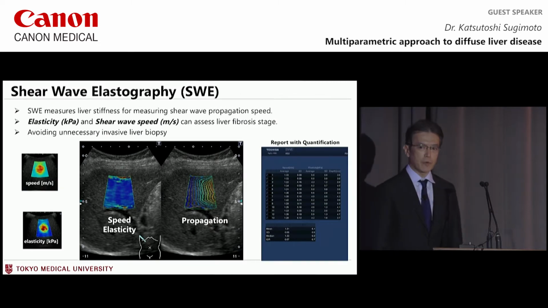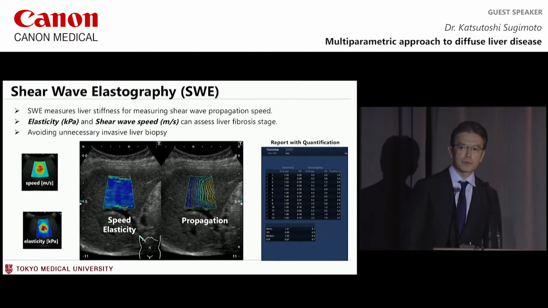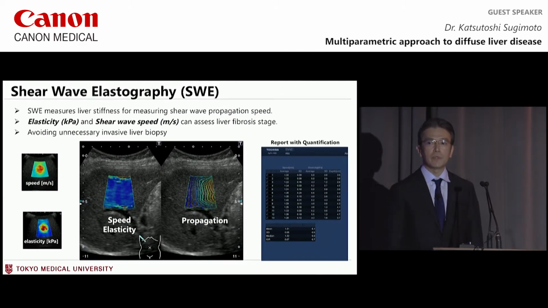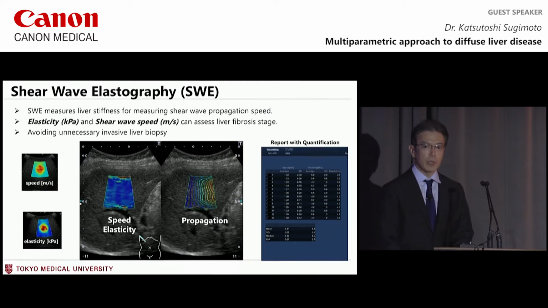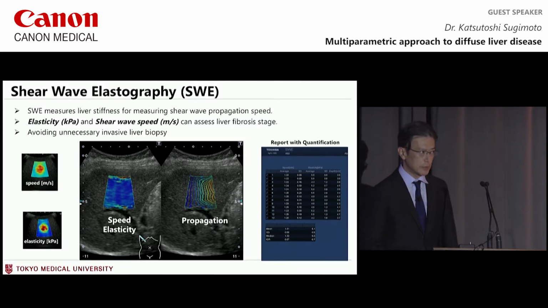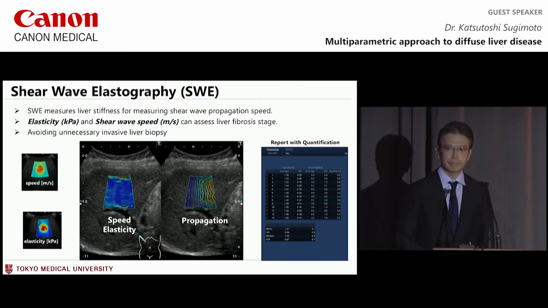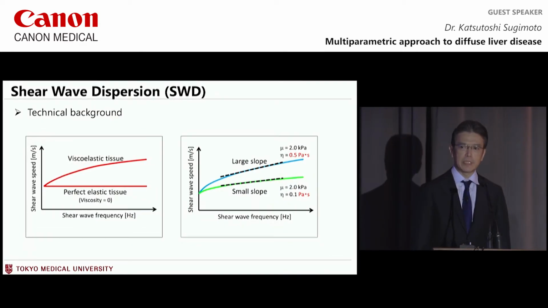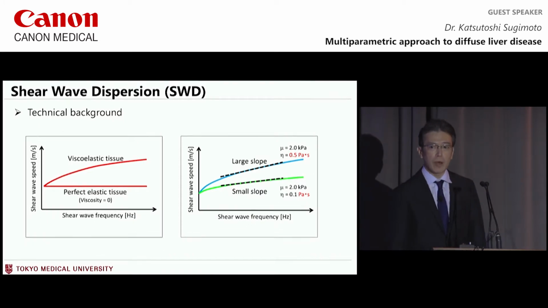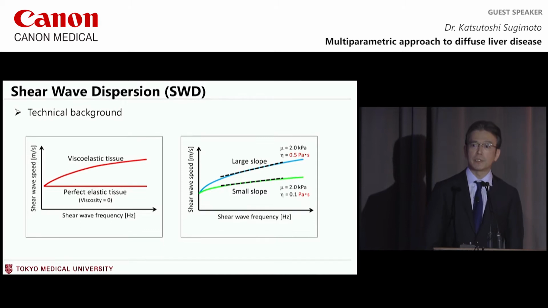Shear wave elastography measures liver stiffness by measuring shear wave propagation speed, which can assess liver fibrosis stage, and so we can avoid unnecessary invasive liver biopsy. Here's another feature of shear wave: dispersion. This slide shows the technical background of shear wave dispersion imaging.